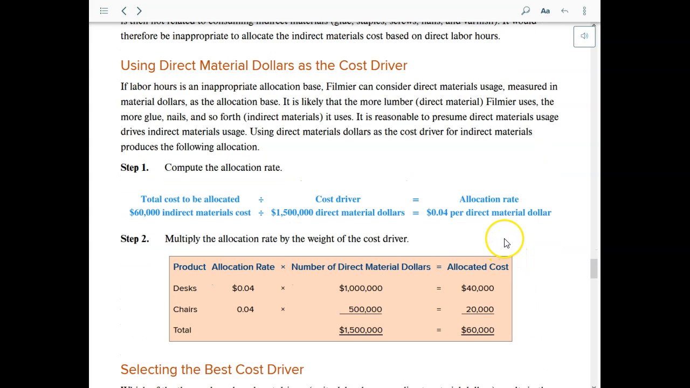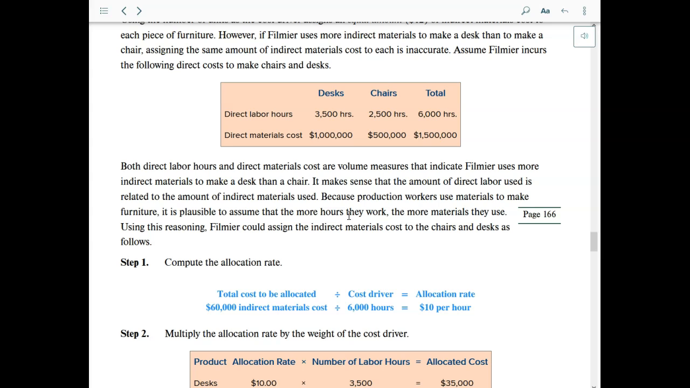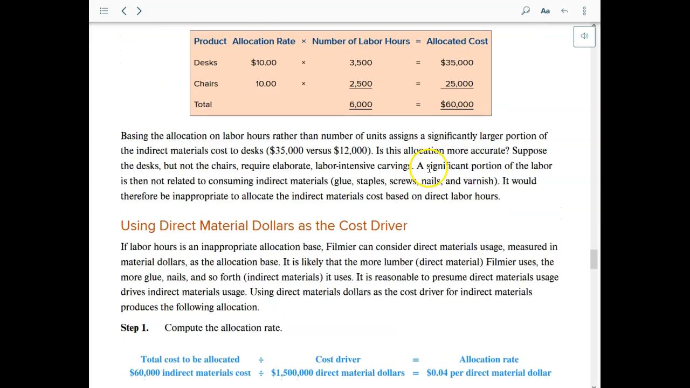What if you decide not to use the first two and say, you know what, I'm going to base this on the cost of the direct materials. Okay, so where did this number come from? Let me go back up. Remember, I had this little chart right here. They just gave it to us in step 2. But direct materials cost, desk $1 million, chairs $500,000, $1.5 million total of direct material cost. Let's use this as the cost driver, the allocation base.